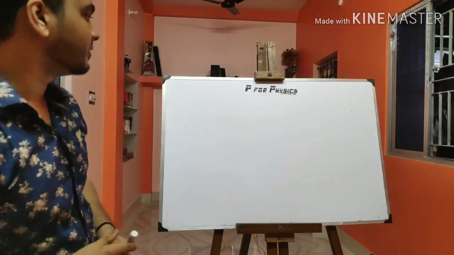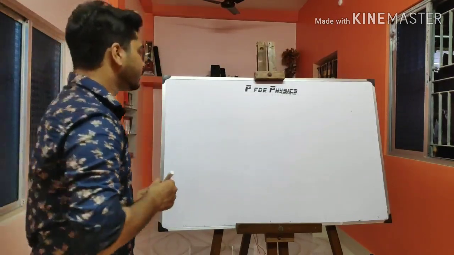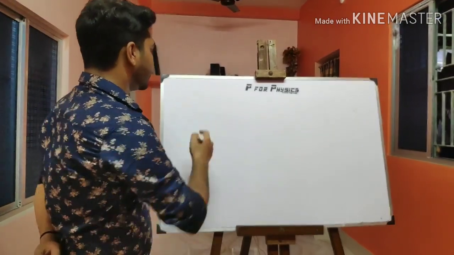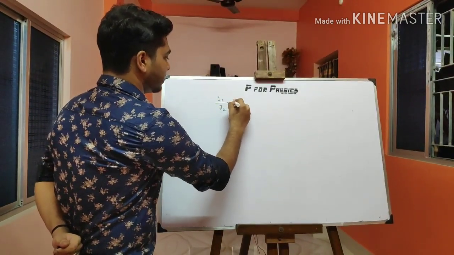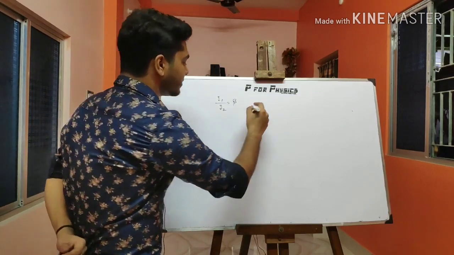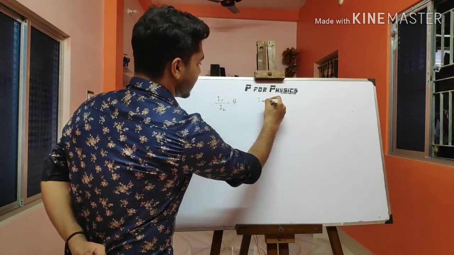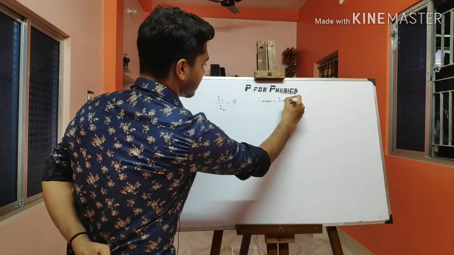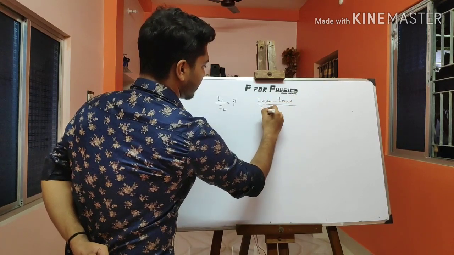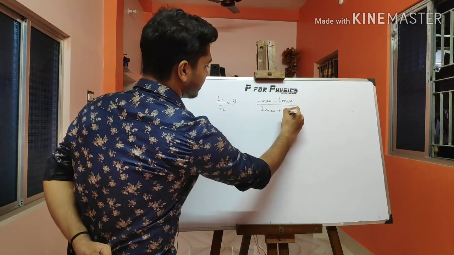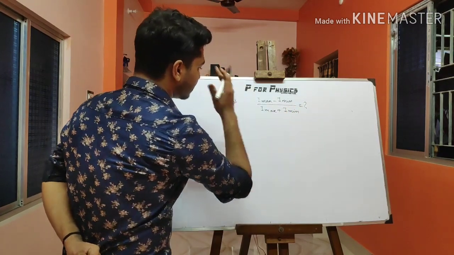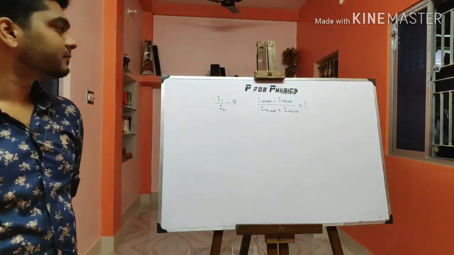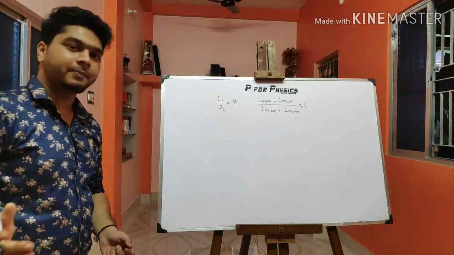Oh, it's one of those classic very easy types. It says the ratio of intensity, that is I1 by I2, is beta. We have to find (I max minus I min) divided by (I max plus I min). So this is actually a basic one. Let's do it step by step.